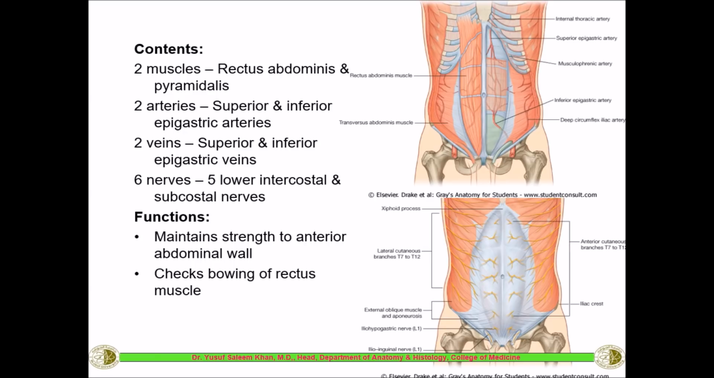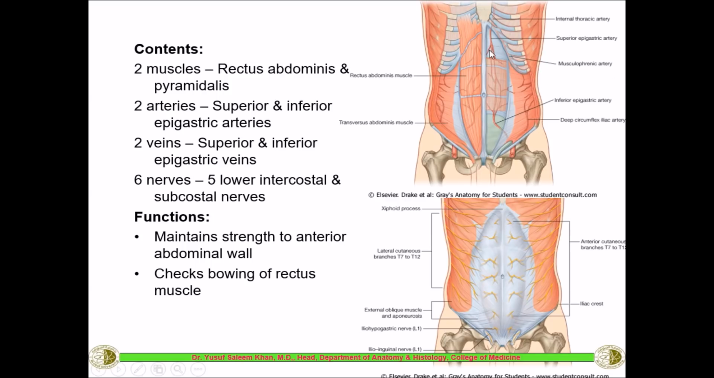One, it maintains the strength of the anterior abdominal wall. When you do the gym, at that time you can see the six packs. This is where you can prominently see them, and the six packs are because of the tendinous intersections, where this part of the muscle bulges and the remaining part, where the tendinous intersections are, will be depressed. So that is how you can see the six packs, and this will be giving strength to the anterior abdominal wall, because all other muscles are almost horizontal, and this is a vertical muscle, and this sheath will be covering this important muscle.